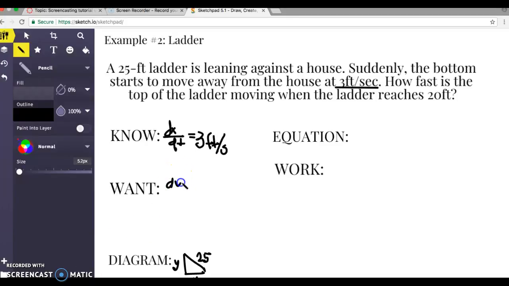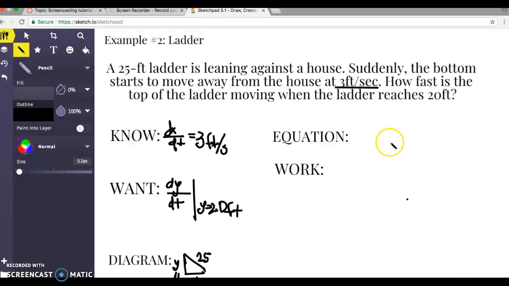because that's what's moving the ladder right there. It'll go down on the wall. Dy over dt, and they give us the condition when y is 20 feet. All right, and right there, y is 20 feet, so we can put that already right here. So y equals 20. So we know two sides of the triangle now.